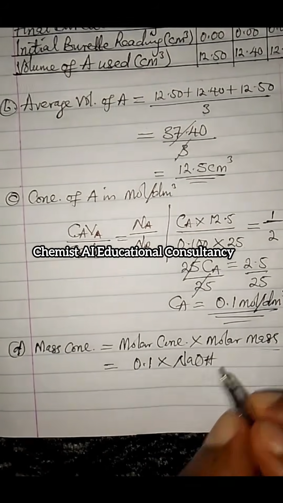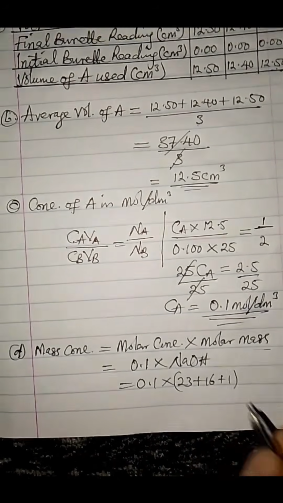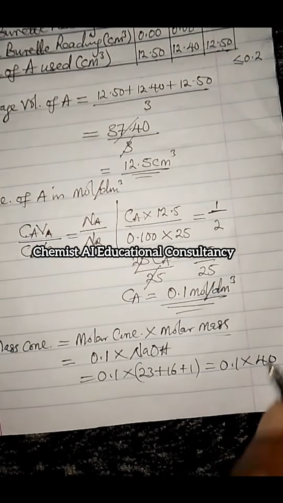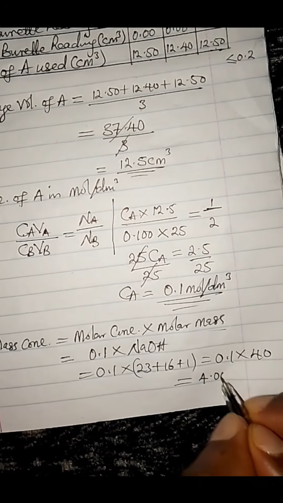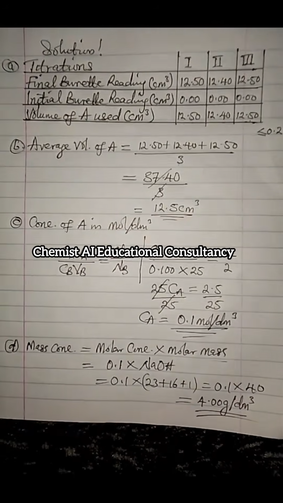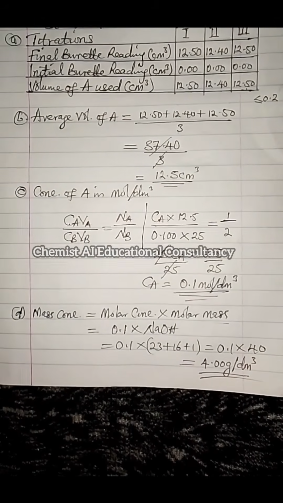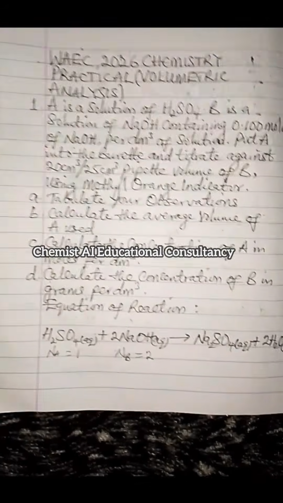The atomic mass of sodium is 23. So you say 23 plus atomic mass of oxygen, which is 16, plus that of hydrogen, which is 1. And we are going to get 40. So 0.1 times 40 will give you 4.00 to three significant figures. So the concentration of the base in gram per dm cube is 4.00 gram per dm cube. And this is what you are expected to do in your titration 2026 WAEC.